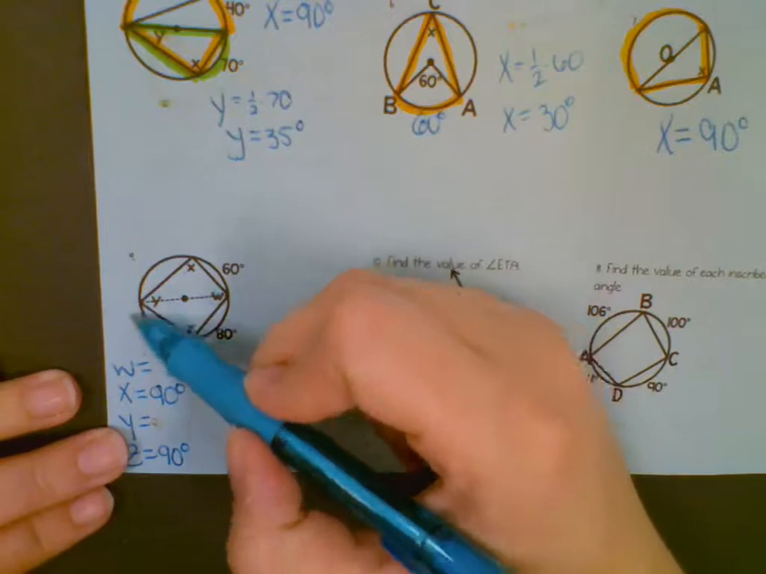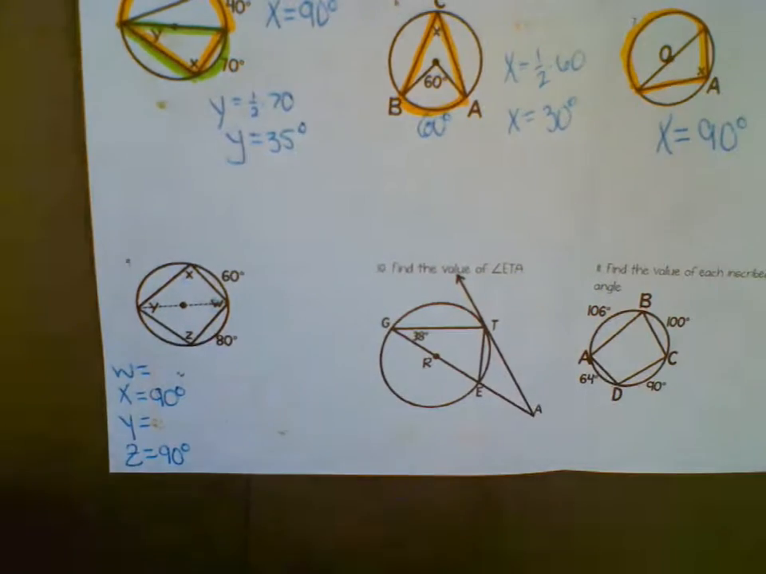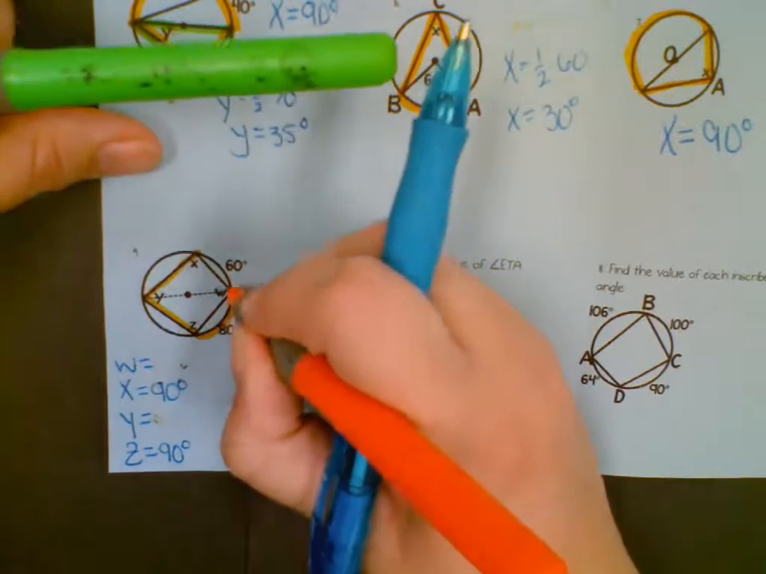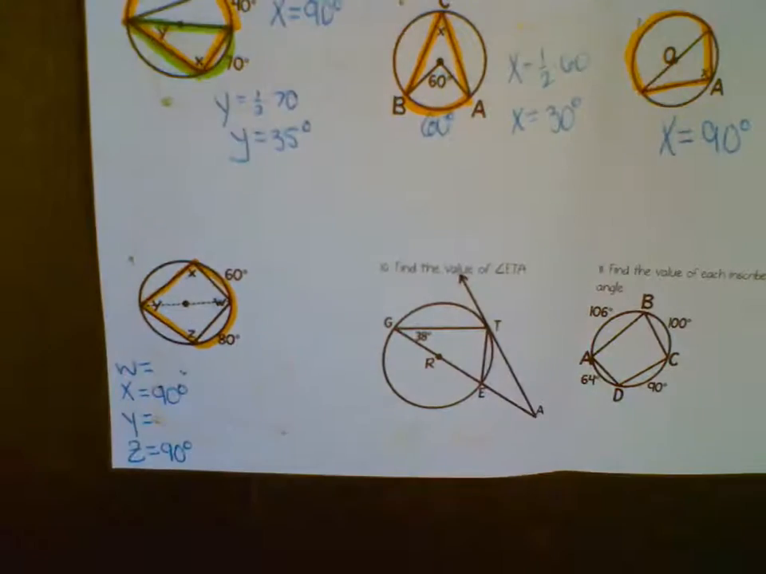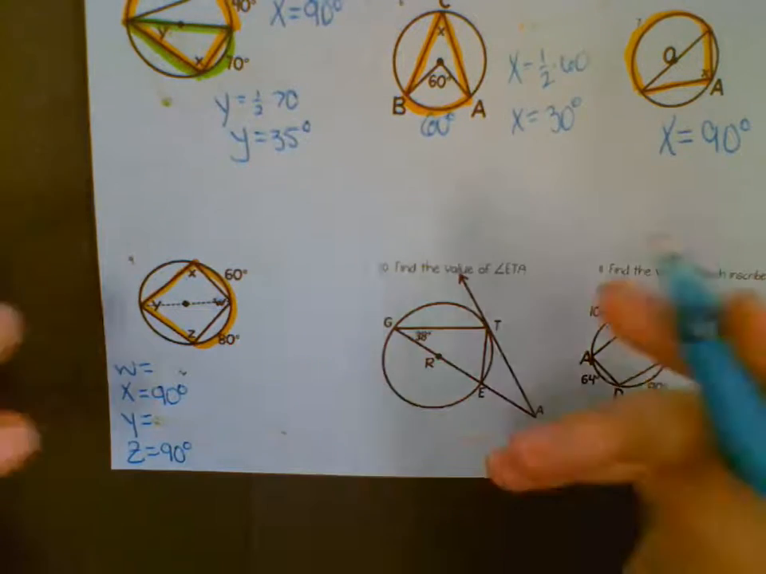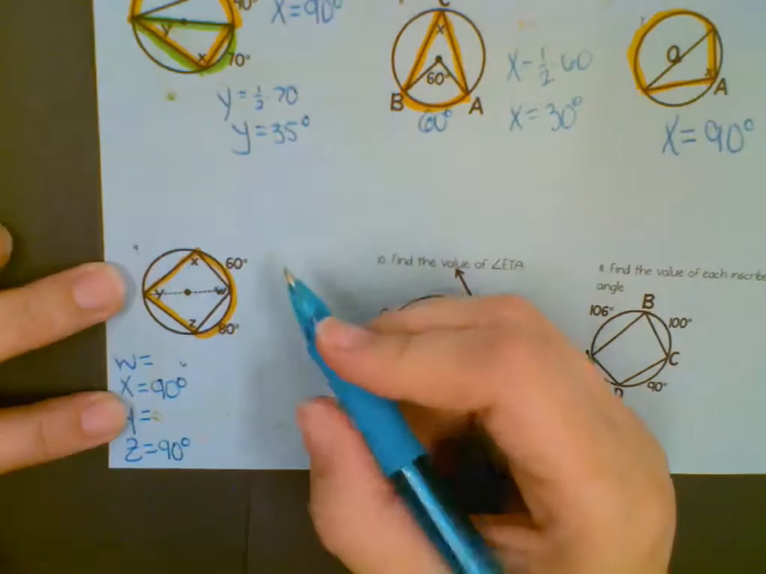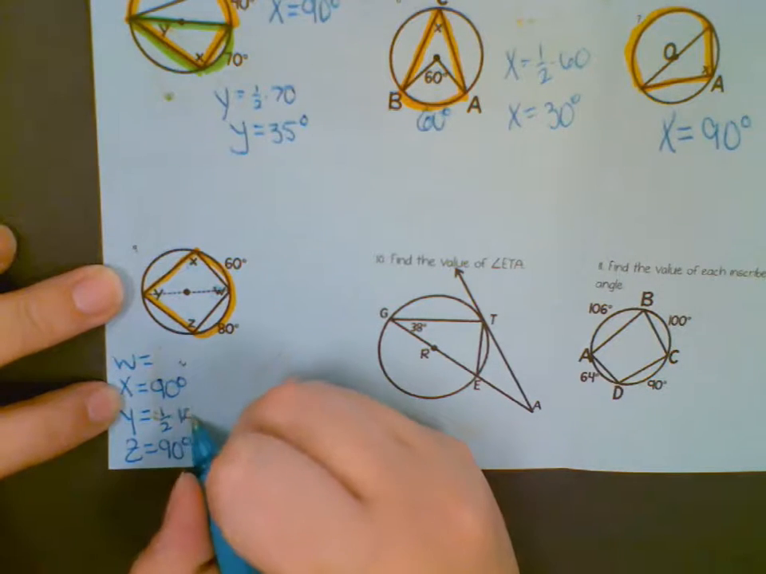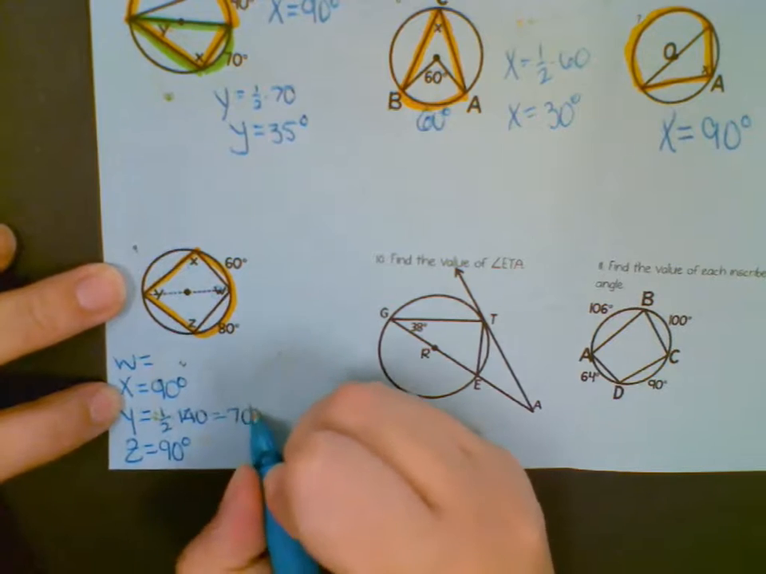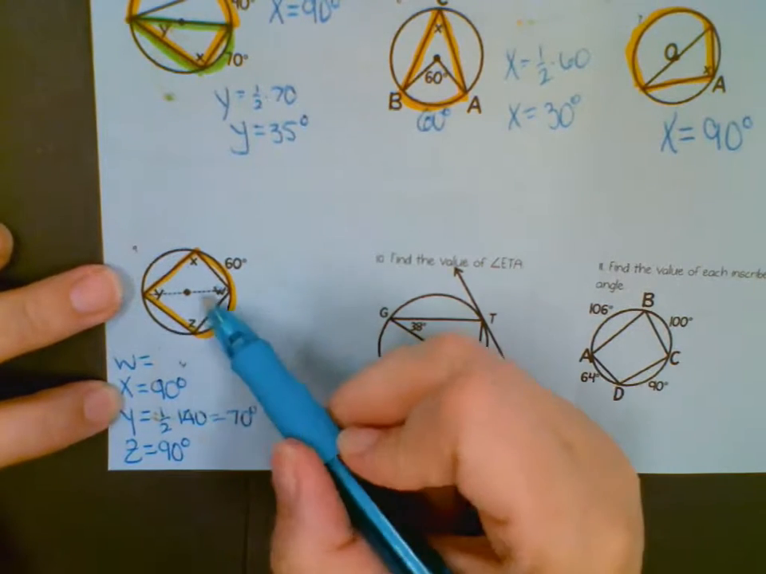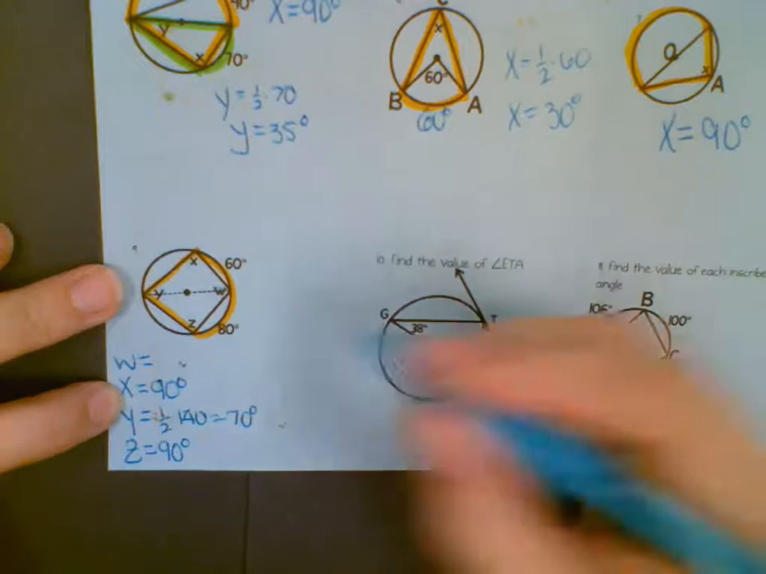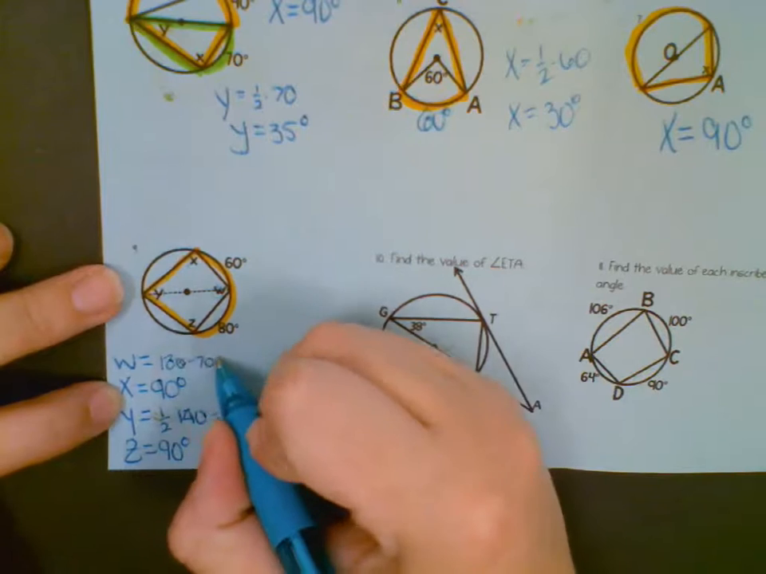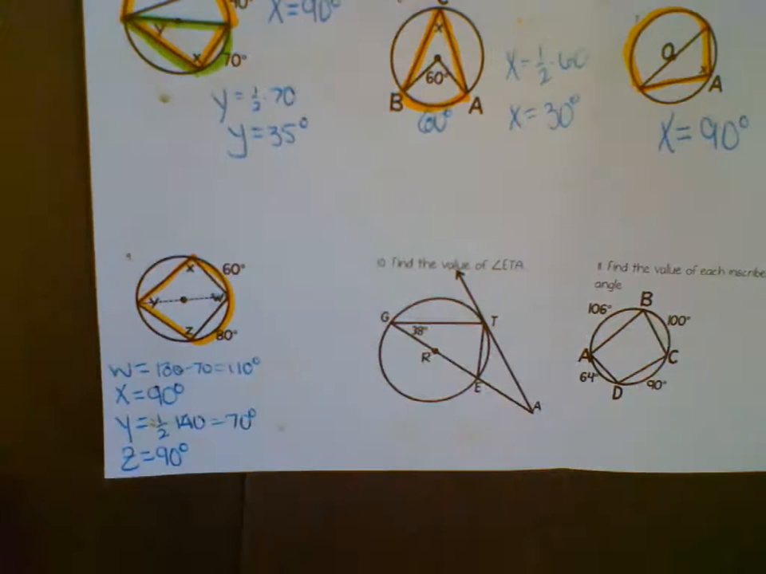So let's take a look. W, we don't know anything about those arcs, so we can't find that first. So we're going to find y first. I'm going to trace y. I can see that y is open to that whole arc, those pieces together. So that would be 60 plus 80 is 140. So y is going to be half of 140, so y is 70. And then I know that y and w add together to equal 180, so I can subtract from 180 to get w. So w would be 110.